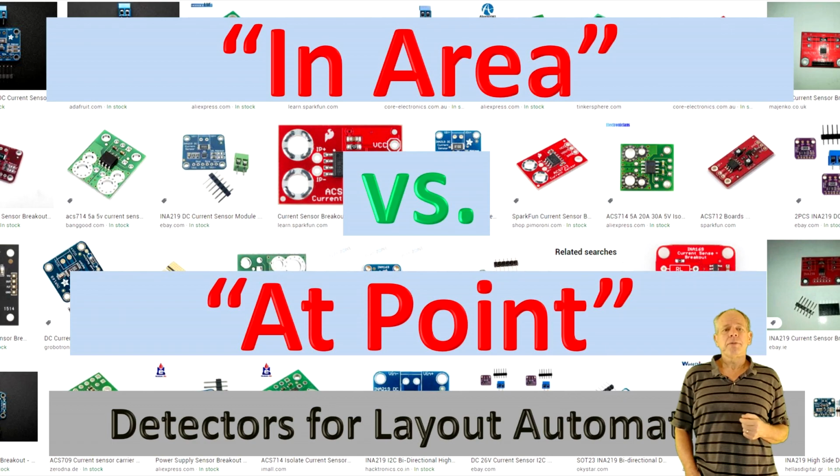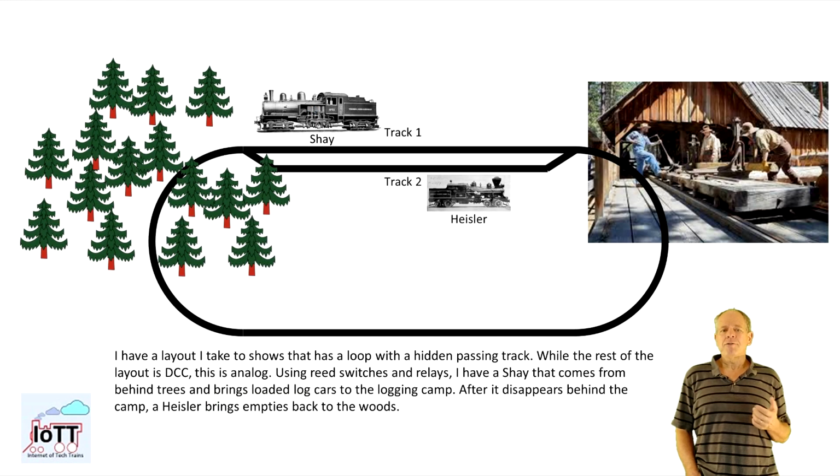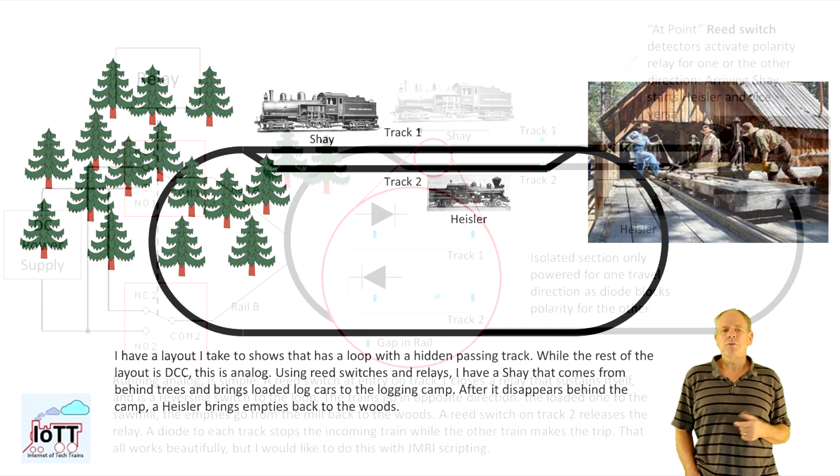In the comments to this video, channel viewer Clark Gregory asked for some pointers on how to connect his relay controlled layout using JMRI scripting. Here's what he wrote. I have a layout I take to shows that has a loop with a hidden passing track. While the rest of the layout is DCC, this is analog. Using reed switches and relays, I have a Shay that comes from behind trees and brings loaded log cars to the logging camp. After it disappears behind the camp, a Heisler brings empties back to the woods.